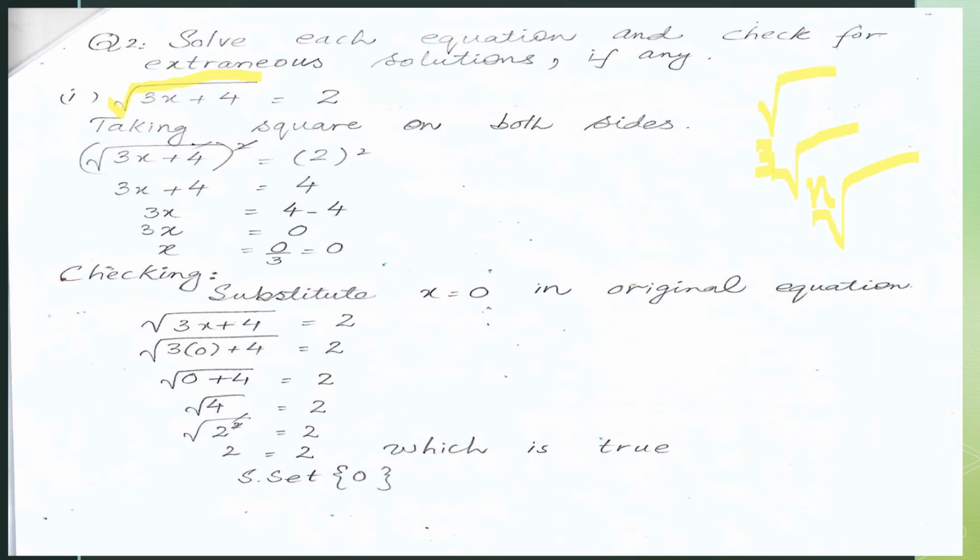Only there is a square root or nth root. Taking square on both sides first of all, because this is a square root, there is only a radical of square root, so we will take square on both sides to remove it. Then solve for x. Now checking, keep the value. The left hand side is equal to the right hand side, which is true, and the solution set is 0.